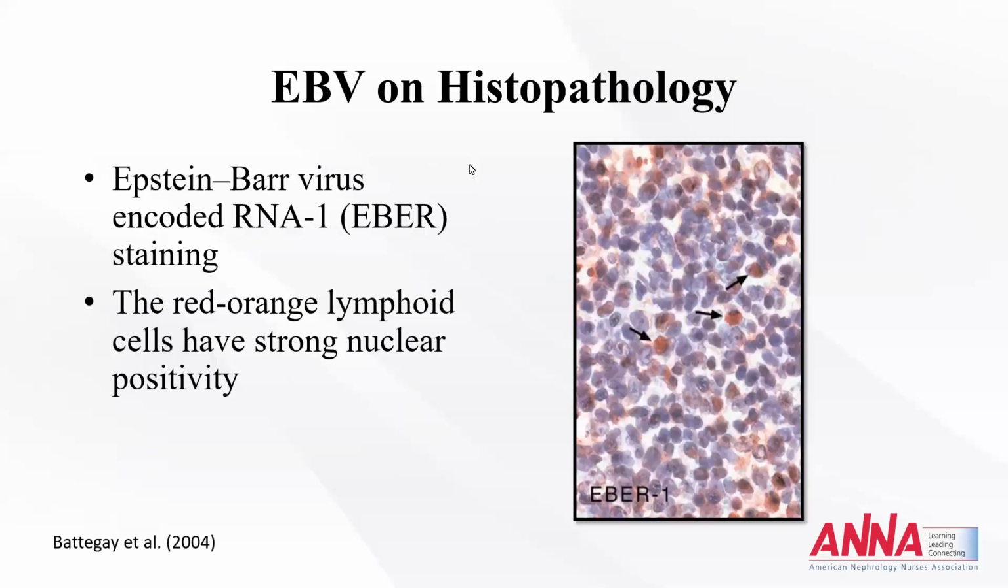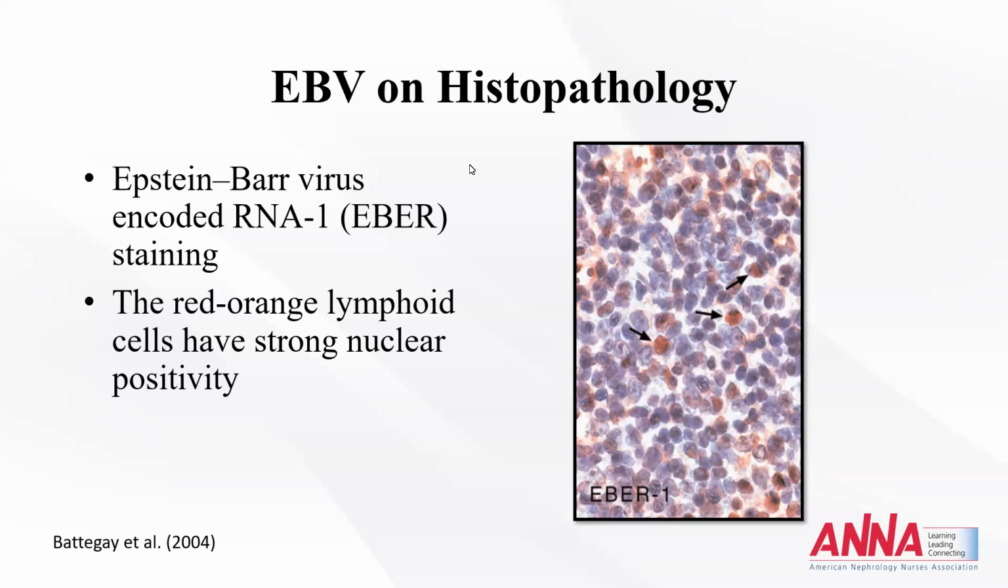And EBV on histopathology, again, if you were to look at this, it just looks like somebody took dot paints and painted everywhere. But this is actually from Batagay et al. in 2004. It's an older article, but it was a nice pathology picture of what we would see on some staining for EBV disease. It is encoded RNA 1, EBER. That's the staining that is done, and it kind of has it. You can see the faint black print down there.